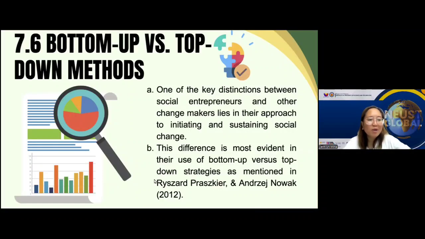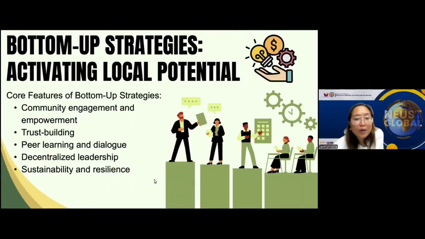So let's talk about the bottom-up strategies, activating local potential. Bottom-up strategies are approaches to social change that start from the grassroots level. We are engaging directly with people most affected by the problem. Unlike top-down methods, which impose pre-designed solutions, bottom-up approaches emphasize co-creation, allowing communities to use their own knowledge, culture, and capacities to develop solutions that fit the context. This participatory approach ensures the change is relevant, accepted, and sustainable.